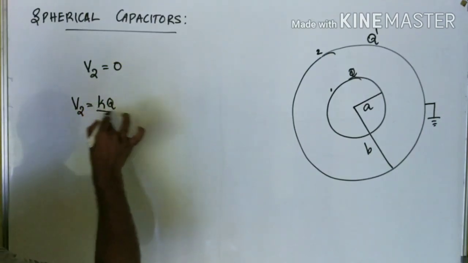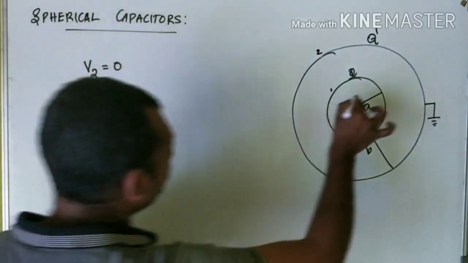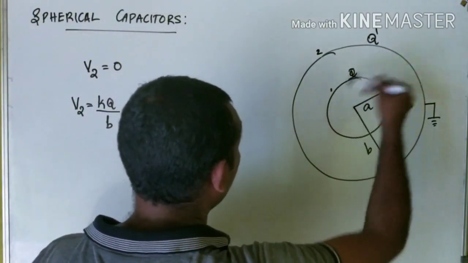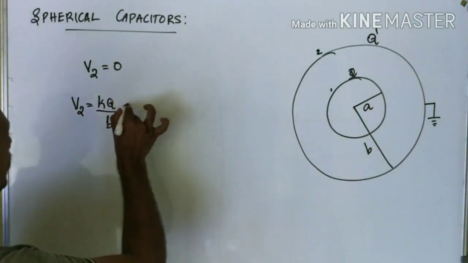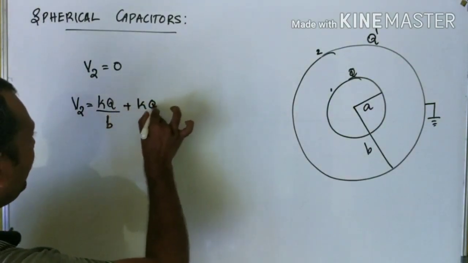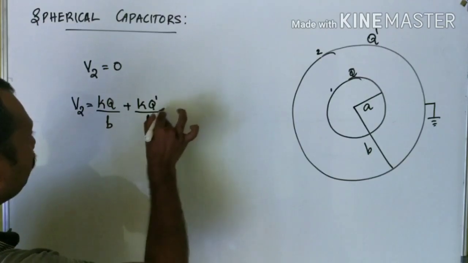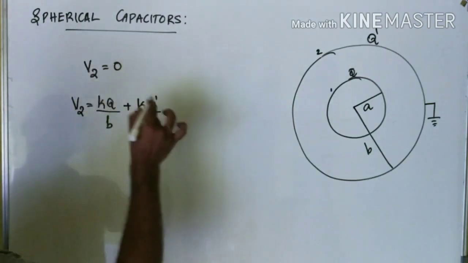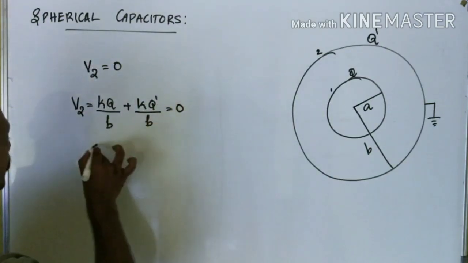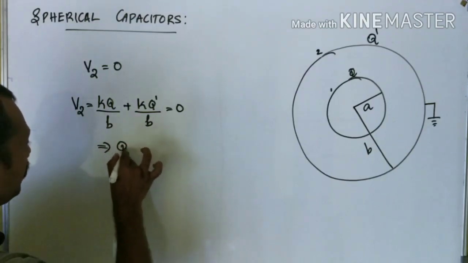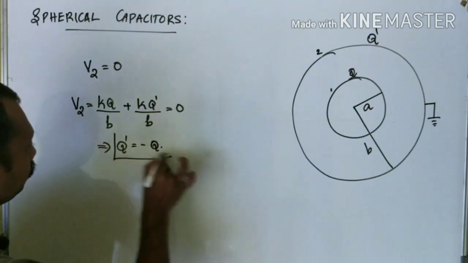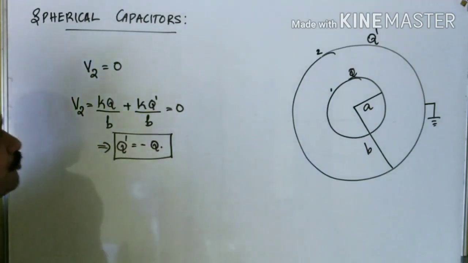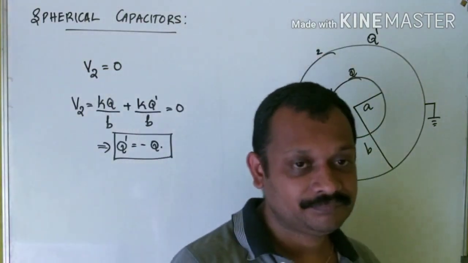V2 is equal to KQ divided by B, that is the potential due to the inner sphere at the surface of the second one, plus KQ dash divided by B. Now that is equal to 0, which will give you Q dash is equal to minus Q. So we found the value of Q dash.